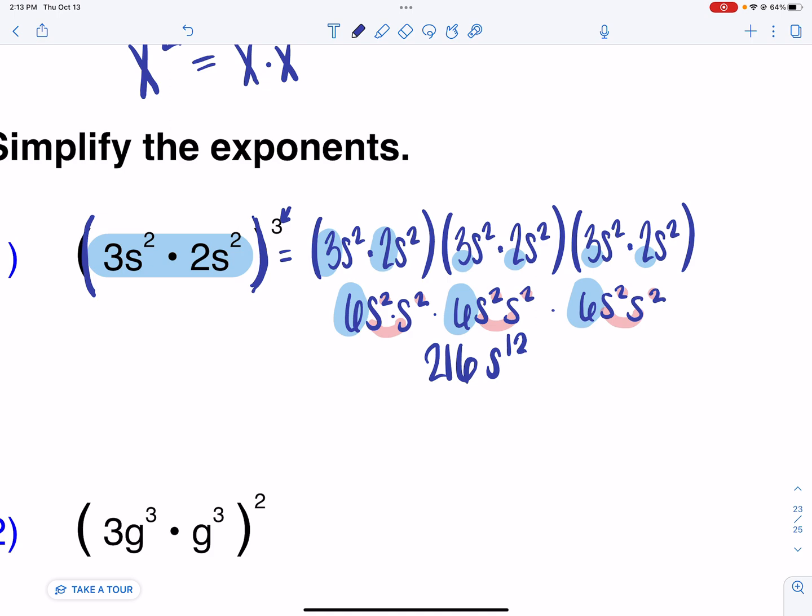Now that wasn't too bad. It was a little bit drawn out. It would have been a lot worse if the exponent on our parentheses had been a 5 or a 6 or a 7. So that method is okay as long as your exponent is fairly low. Now let's look at how to use the rule for raising exponents to a power.